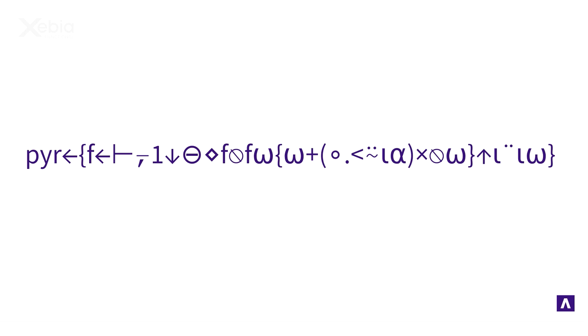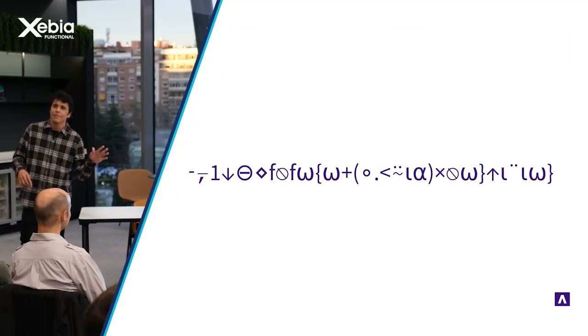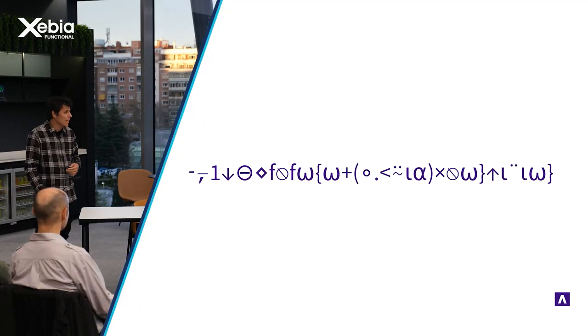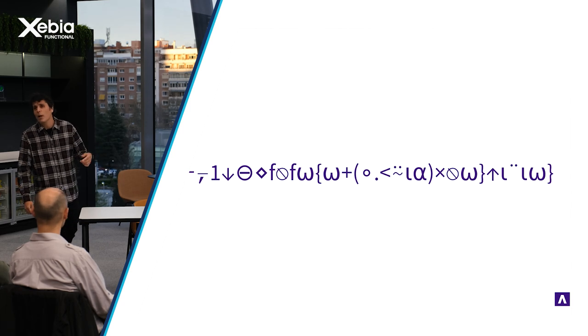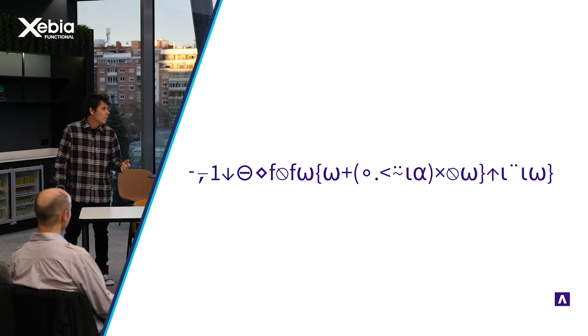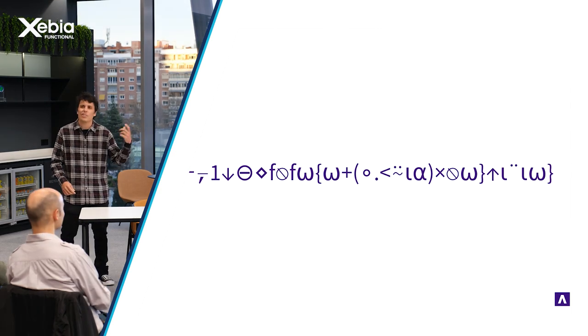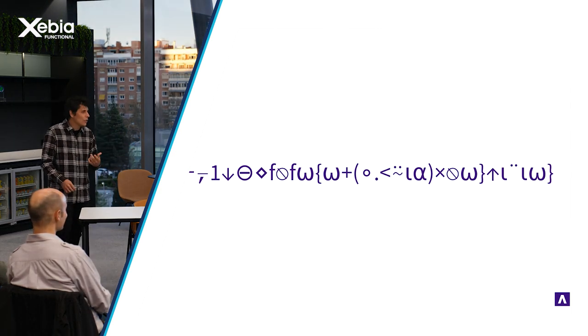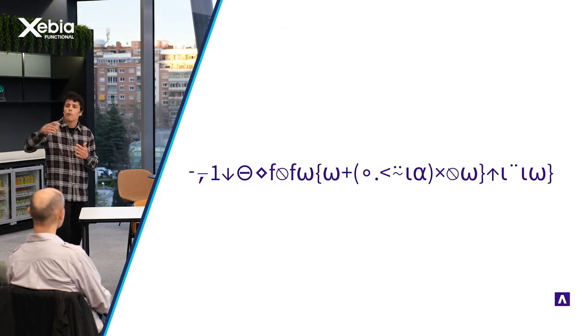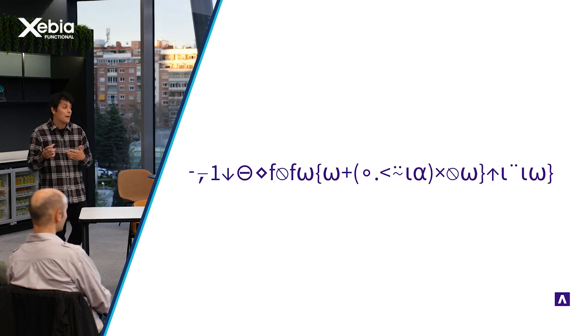What about this one? Who knows which language is this? It's APL. Any programmer of APL in the room? No? Okay. So this is the solution to a problem that we are going to see later on. But you can see that there are very weird symbols. The operators are strange. And also, this language is read from right to left, the same as Arabic.